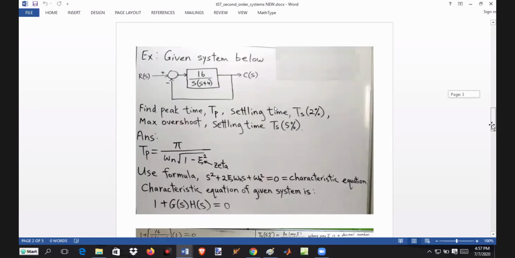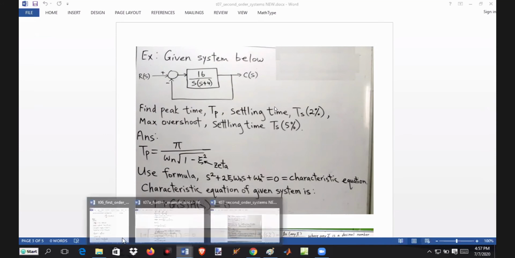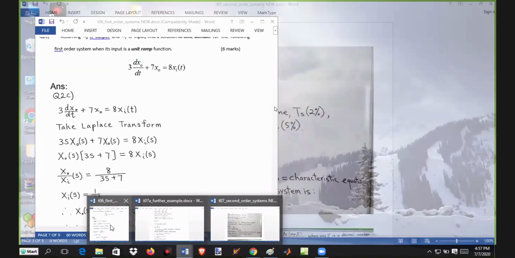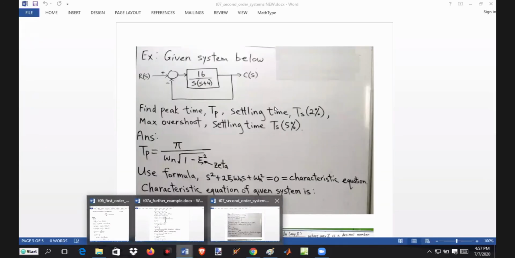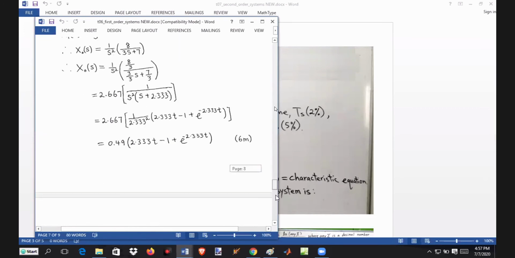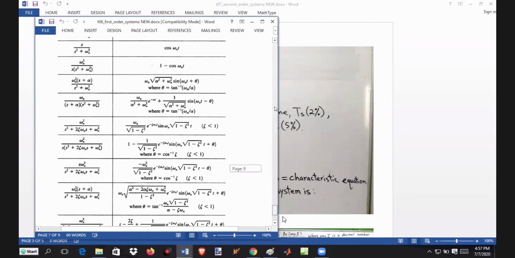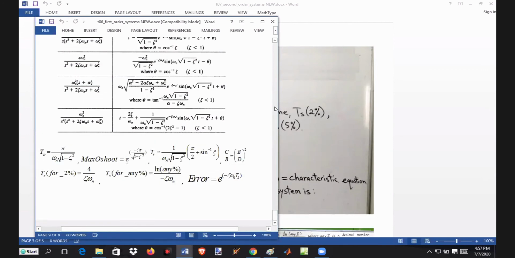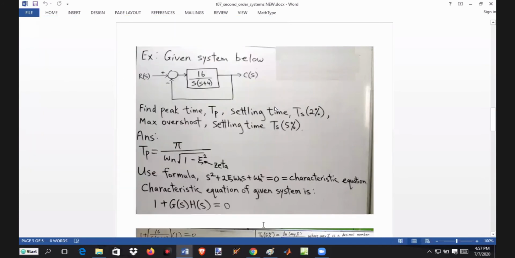Now, when you see this, you quickly turn to the page I showed you just now with all the formulas. Yes, it's here. You turn to the last page of your question paper. The last page of your question paper gives you all the formulas. That's why I said you don't go and memorize them. Everything is on the last page. TP, peak time, omega n, pi, 1 minus theta squared, like that. Maximum overshoot, everything is there. Now we look at this question here.